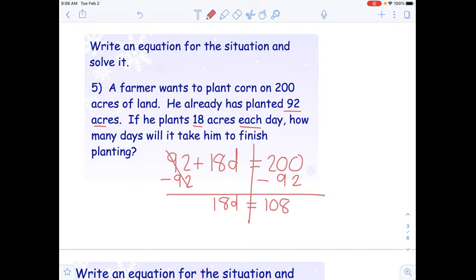Now I still don't have my variable by itself. Right now we have 18 times d. Well, the inverse of multiplying by 18 is dividing by 18. So I'm dividing both sides by 18. That leaves me with d equals 6. And then I just have to think here, okay, what would my label be? It says how many days will it take him to finish planting? So it would be 6 days.